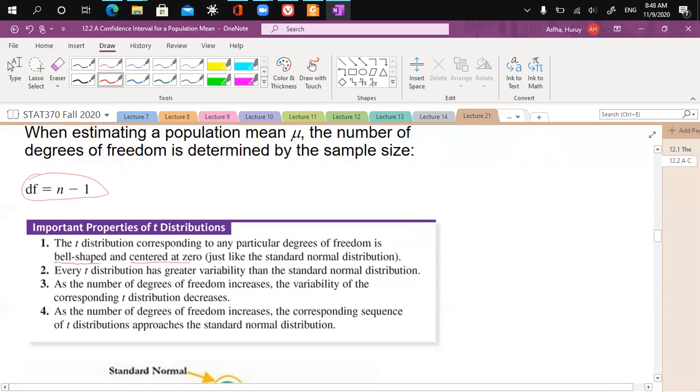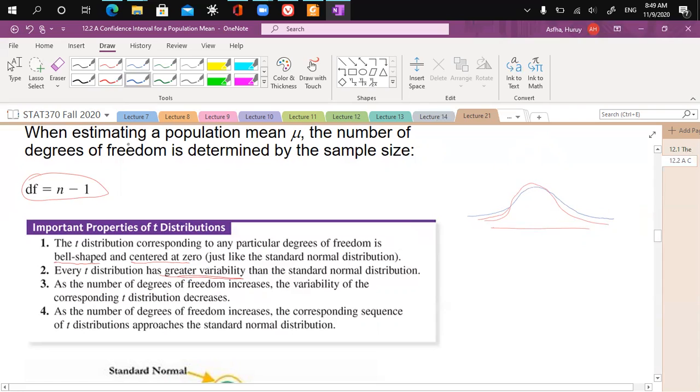Every t distribution has greater variability than the standard normal distribution. So this is the difference. If we assume this to be, well, it's not a good graph, but let's say this is the standard normal distribution, the t distribution will be wider because it has more variability. So here you expect it to be wider. Every t distribution has greater variability than the normal distribution.